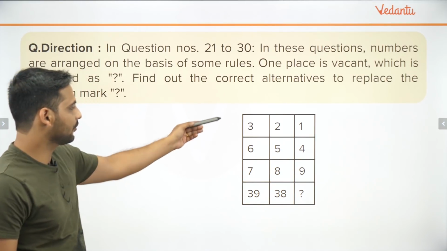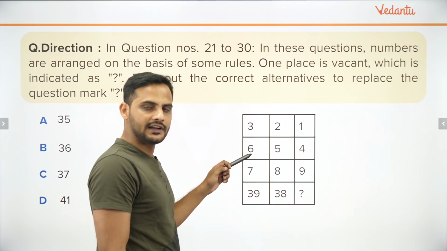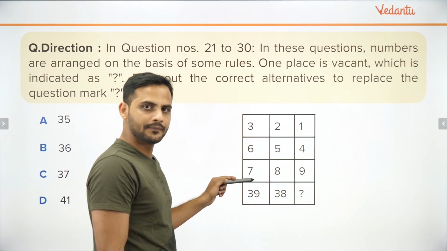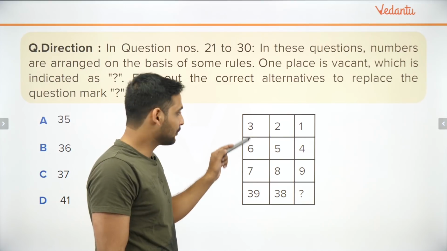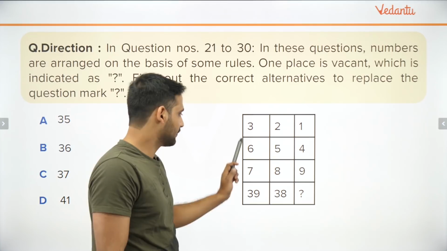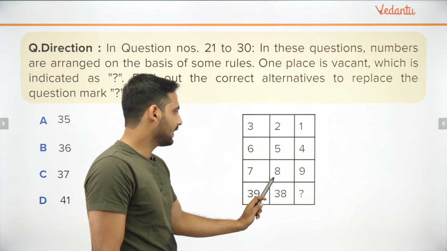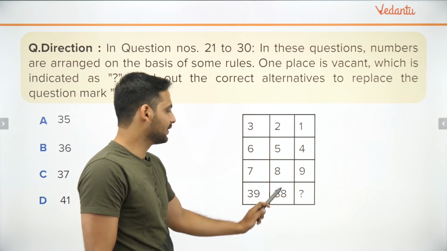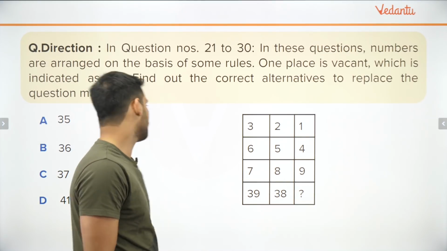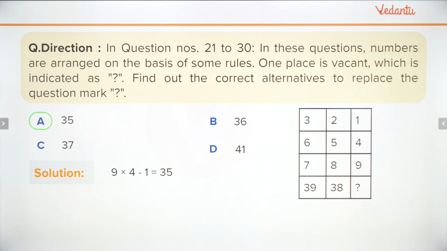Now bacho, suppose 3 plus 6 plus 7 will not work, so then you can say 3 into 6 is 18. 18 plus 7 will not be 39. Right? 6 into 7 is 42. 42 minus 3 is 39. So 7 into 6 from the bottom, 42, minus 3 is 39. Let's see whether it will work here or not. 8 5s are 40, minus 2 is 38. Now 9 4s are 36, minus 1, 35. So the correct answer will be option A, which is equal to 35.